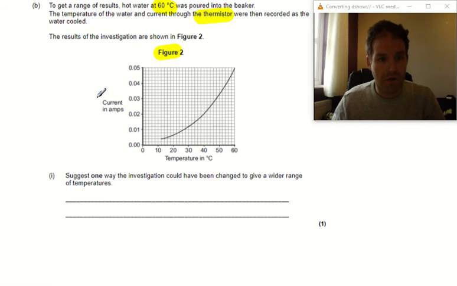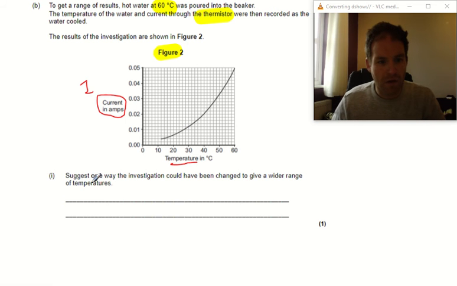So we've got current in amps, and in our equations previously we've got I to represent that, and this is temperature in degrees Celsius. Before I look at the question, I can see that as the temperature increases, the current increases. However, it's not a straight line increase, so there is a change. So it must be variable. So the resistance is varying.